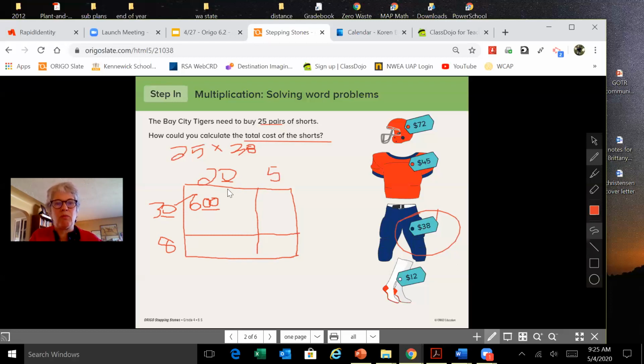Then I'm going to multiply 30 times 5. I know that 3 times 5 is 15. So my product of 30 times 5 has to be 150. And there my zeros are equal. I've got a 0 in the factor, so I need to have the same number of zeros in the product. Okay, now I'm going to multiply 20 times 8. I know that 2 times 8 is 16.